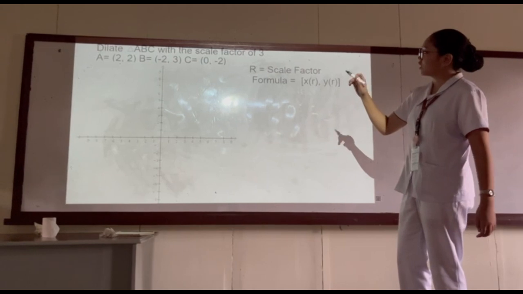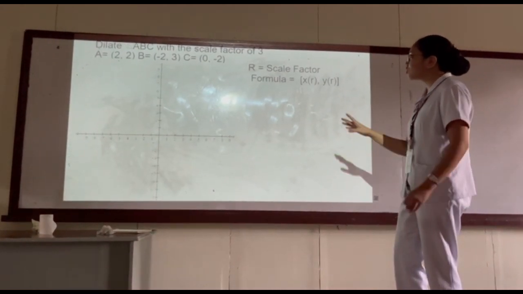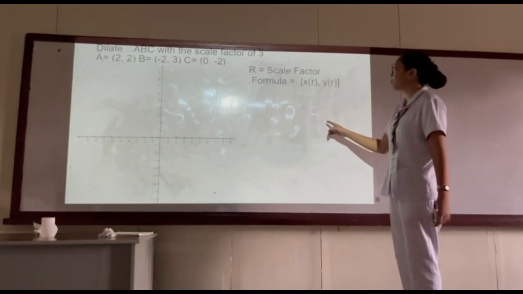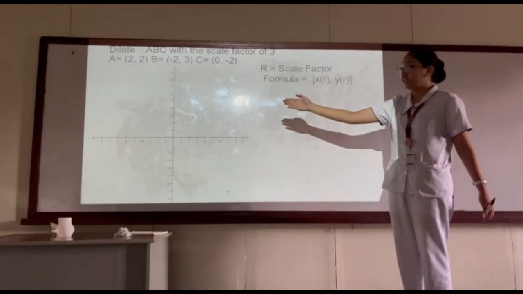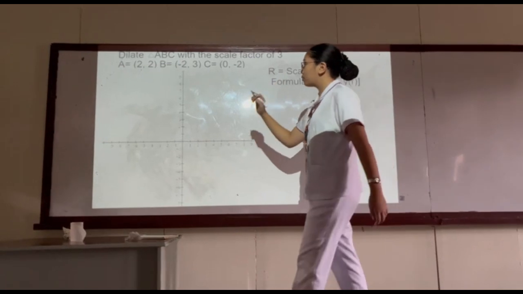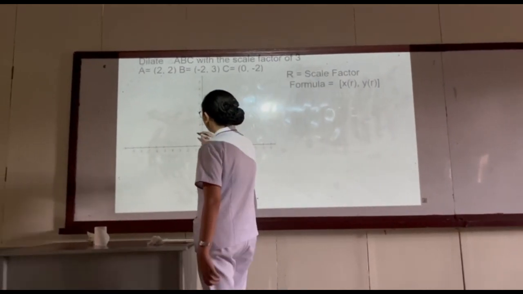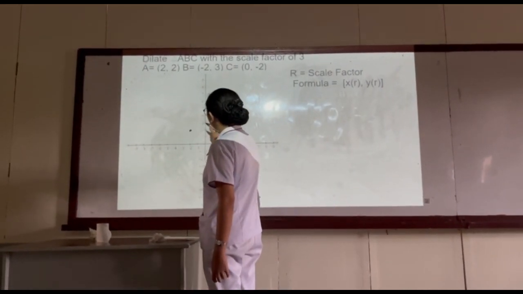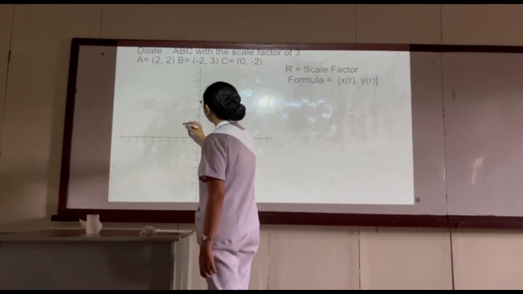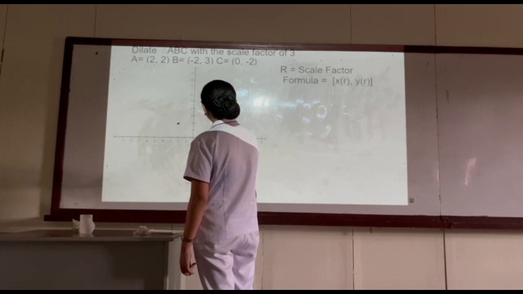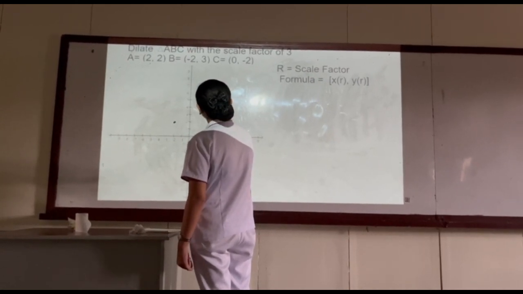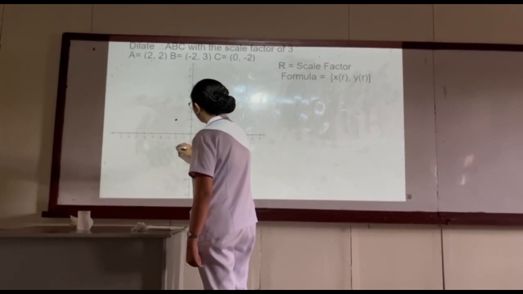Dilate object with the scale factor of 3. So in order to dilate the object, we're just going to multiply the given scale factor to the given values. So if we're going to plot them, it's 2 and 2, -2 and 3, positive 2, and 0 and 2, 0 and -2.